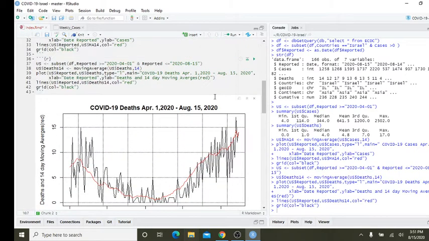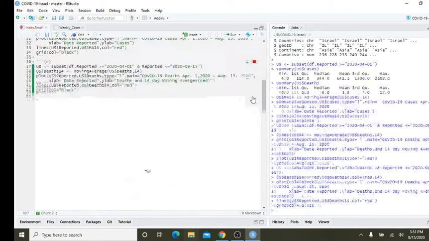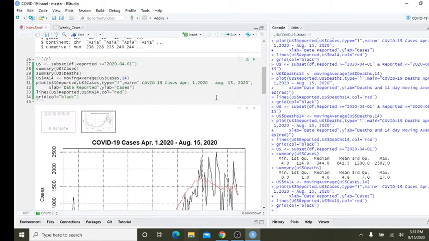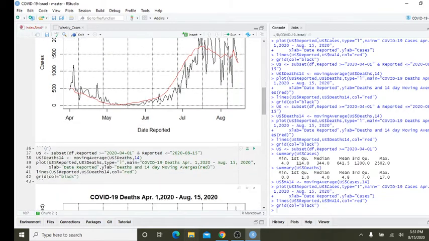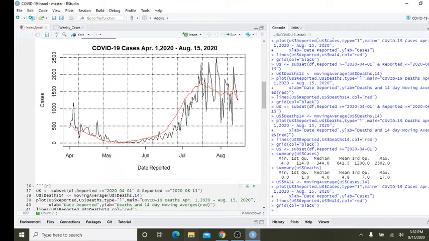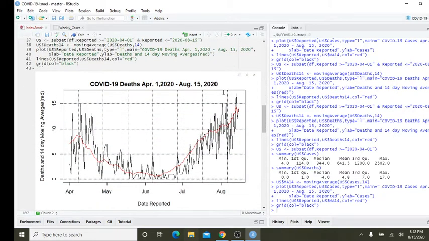Okay, let's take a look at deaths. Let's make sure we're seeing the same thing here. Cases: the second spike in June with some decline of cases in August. Deaths are spiking. Clearly, though, you haven't got the death rate under control. Look at the spike. Although it's only 15 or so a day. The red line, of course, is the two-week moving average.